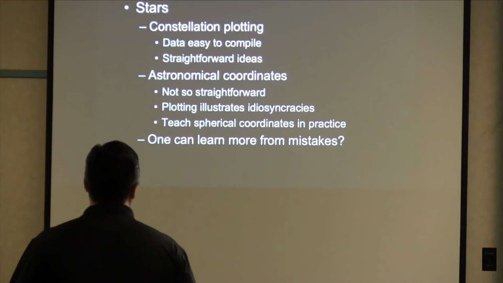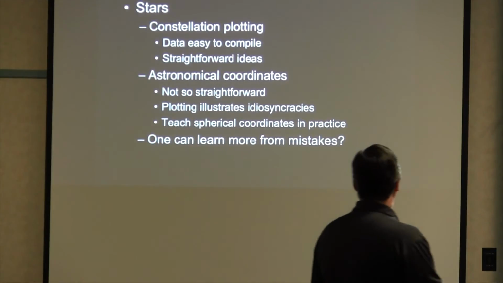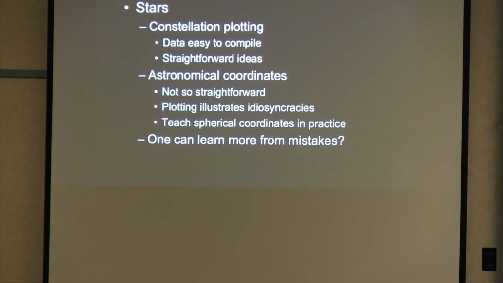All right? So it seems easy to do this constellation plotting, okay? When the first idea comes up, oh yeah, you just plot the stars. And then as we developed this exercise, it was like, oh wait a minute, it's not quite so straightforward. There are some idiosyncrasies to it. And you're doing spherical coordinates in practice, instead of starting with spherical coordinates and knowing that you're doing it and then understanding it by making mistakes.